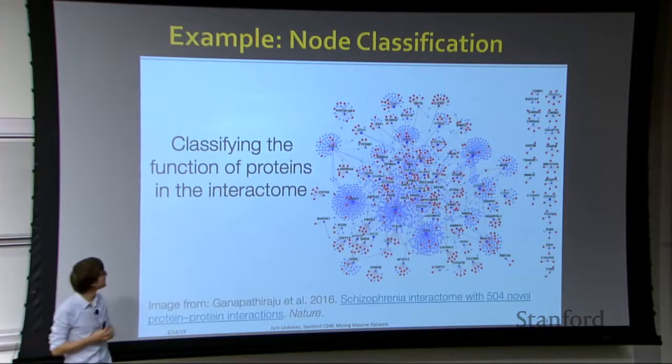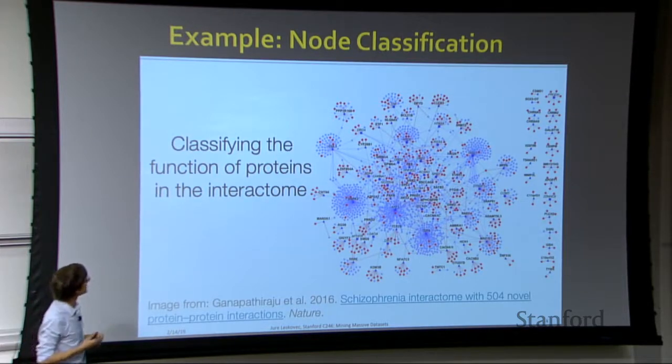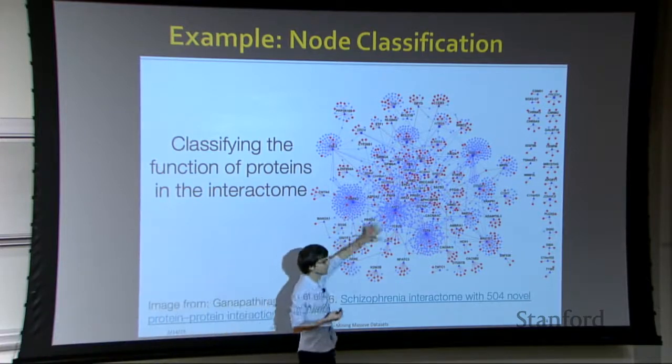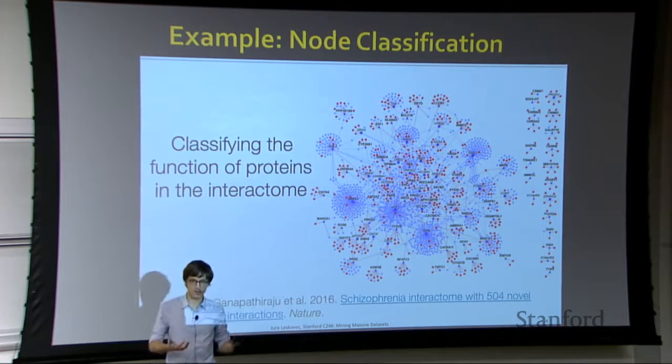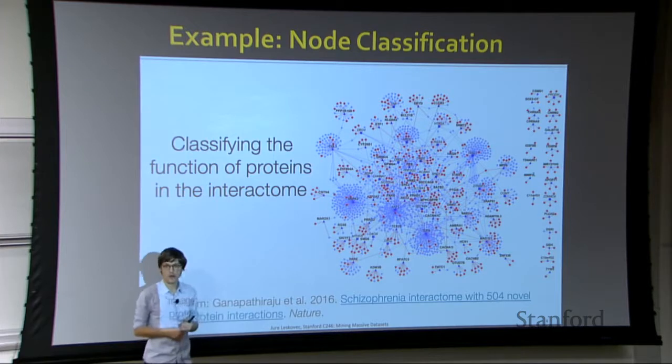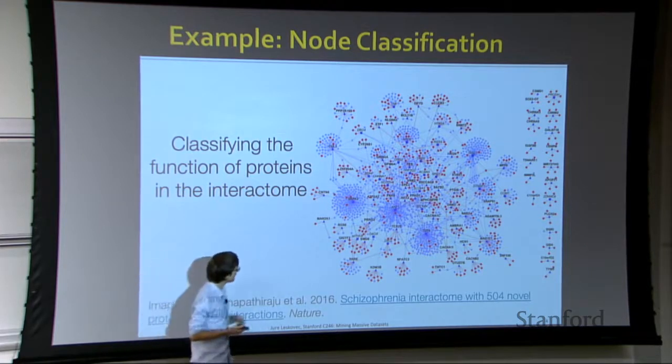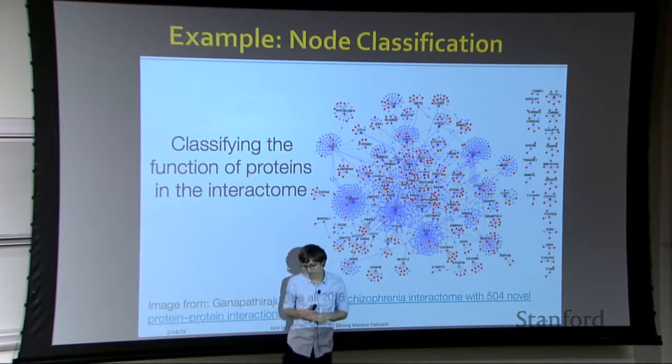Another example of a node classification task is protein function prediction, where you can take a network of proteins. Proteins are molecules in our bodies that essentially regulate how life works, and they physically work together for our cells to be alive. And different proteins have different functions.